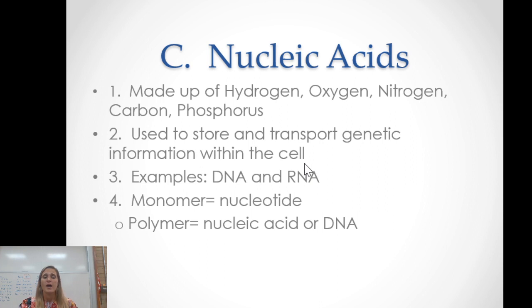All right. The third one that we're going to talk about is nucleic acids. And nucleic acids are made up of hydrogen, oxygen, nitrogen, carbon, and phosphorus. And this is the CHONP, okay? Sorry, CHONP. Again, carbon, nitrogen, oxygen, phosphorus, okay? And hydrogen, CHONP.